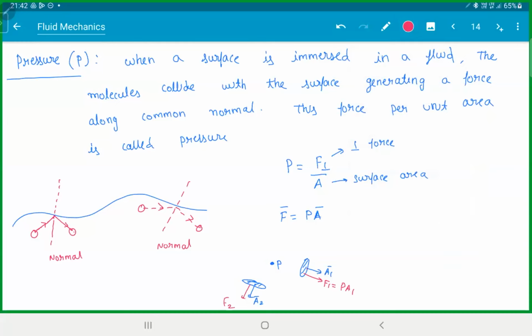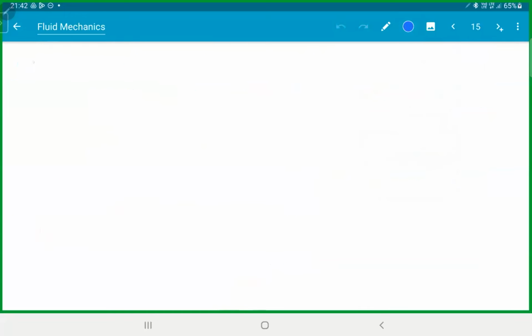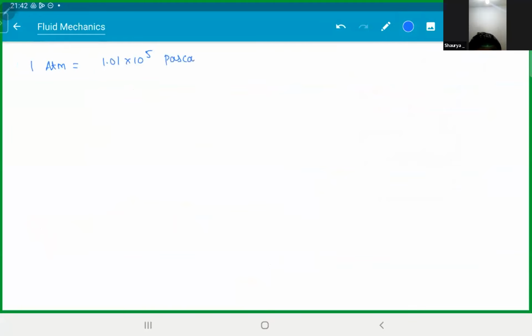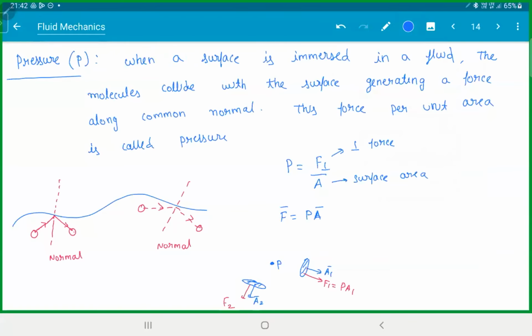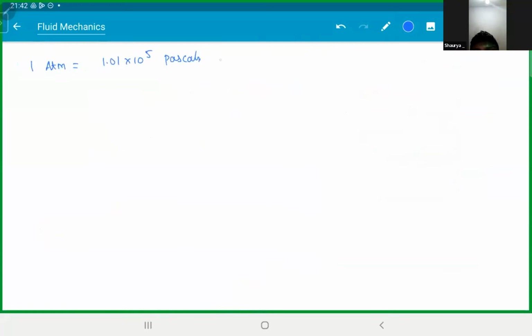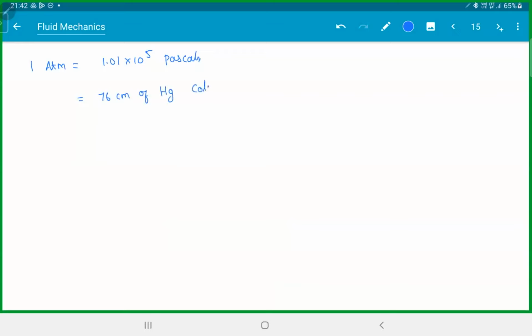So if you see, pressure does not have a direction. The direction comes because of the area vector. Hope that makes sense. Then we also define one atmosphere pressure, 1 atm, which is nothing but 1.01 into 10 power 5 pascals. So the force vector will be in the direction of the area vector. This can also be written as 76 centimeters of mercury column. I'm sure you studied this in chemistry. We will discuss that in more detail later in barometer.